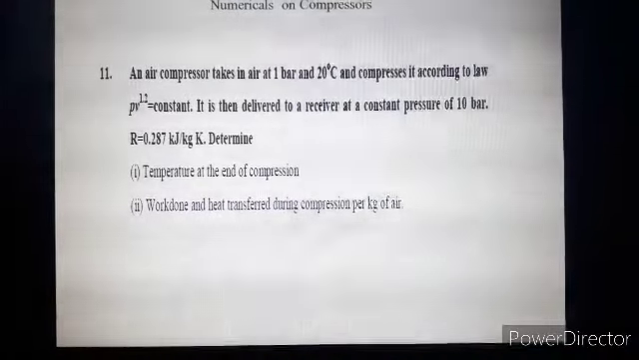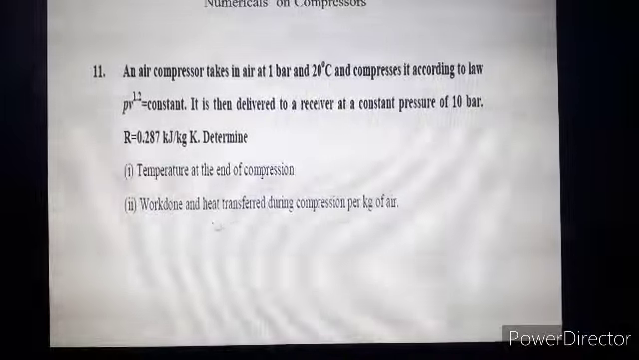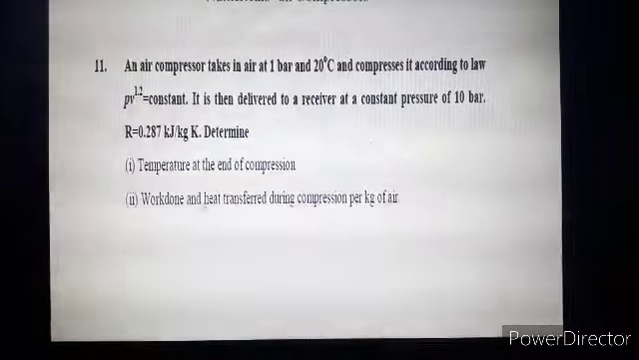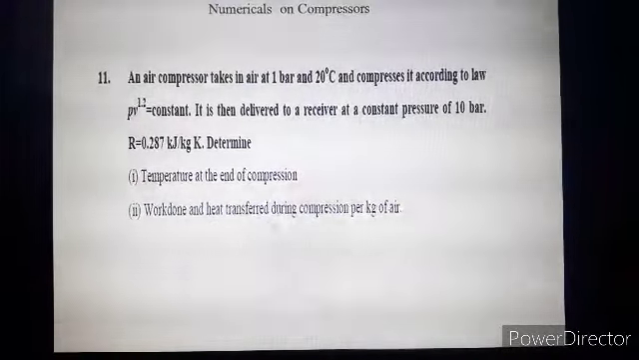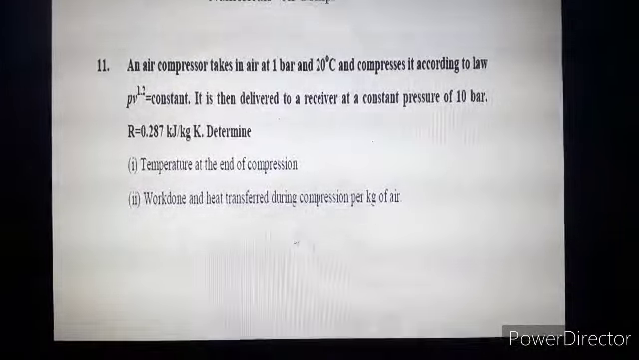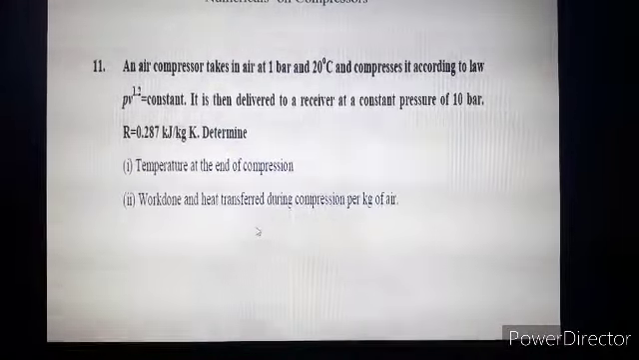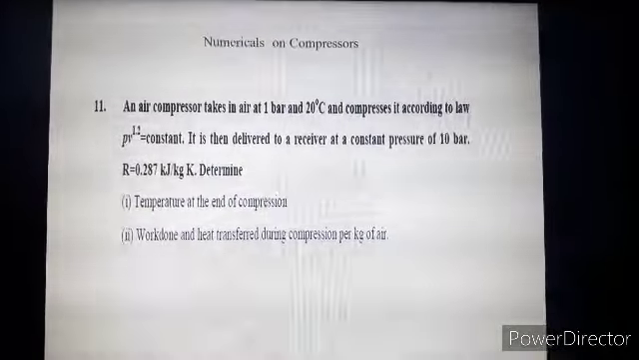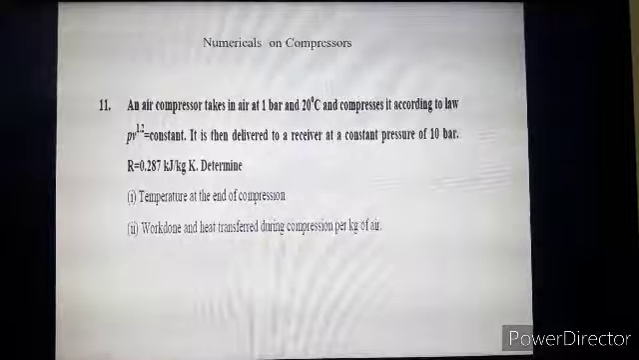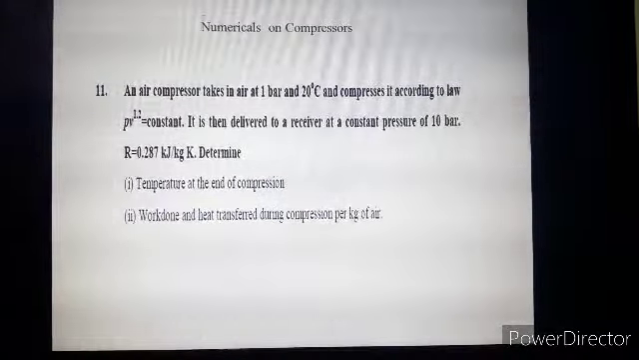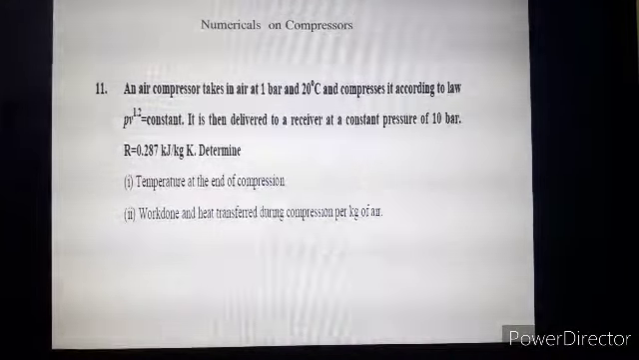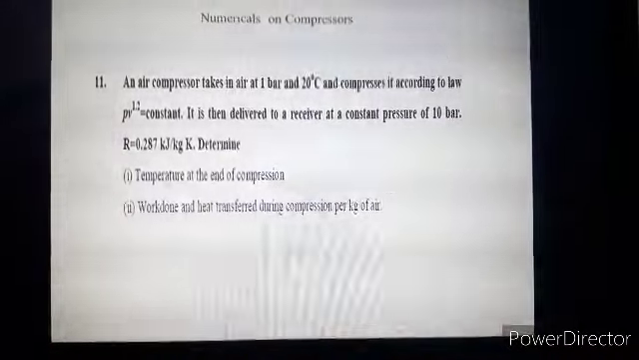What is the difference between this numerical and the previous two numericals? If you compare, it is similar to the previous numerical. The only difference is that here we have to find one more additional parameter, that is heat transferred during compression per kilogram of air. Whatever equations we listed and discussed in the previous lecture, we have to recall once again to solve these numericals. It is expected that everyone has listed those equations in your notebook, and that list is with you right now.